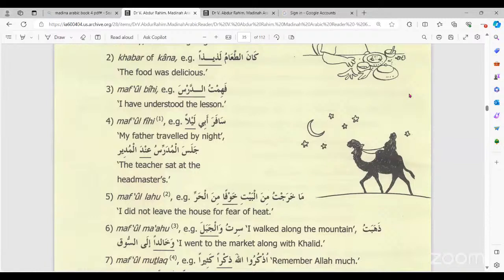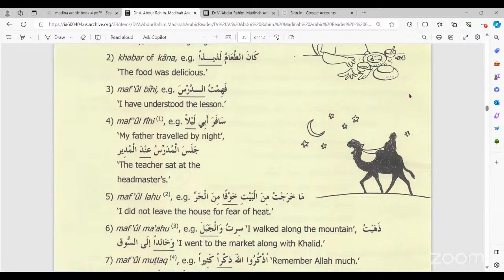So for example, safara abi laylan. My father traveled during the night. Safara abi dhuhran. Safara abi yawmal jumu'ati. My father traveled on Friday. Exactly. So here, when you say yawmal jumu'ati, that particular is mudaf ilayh.